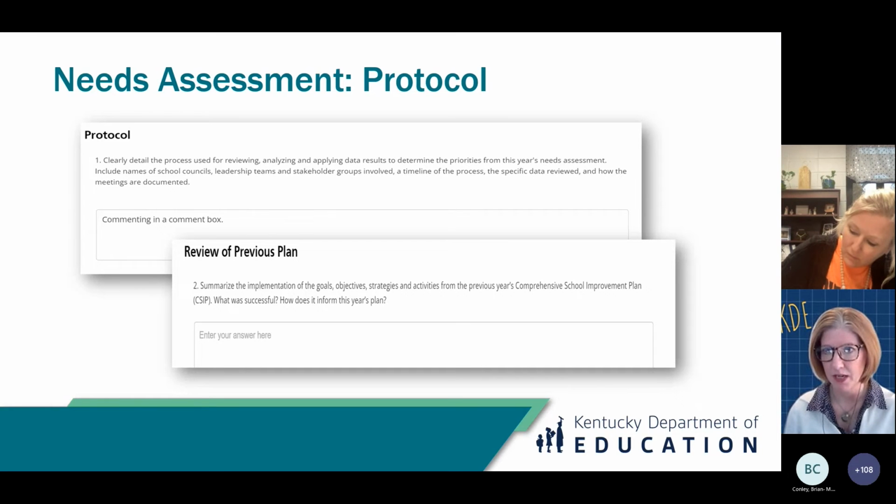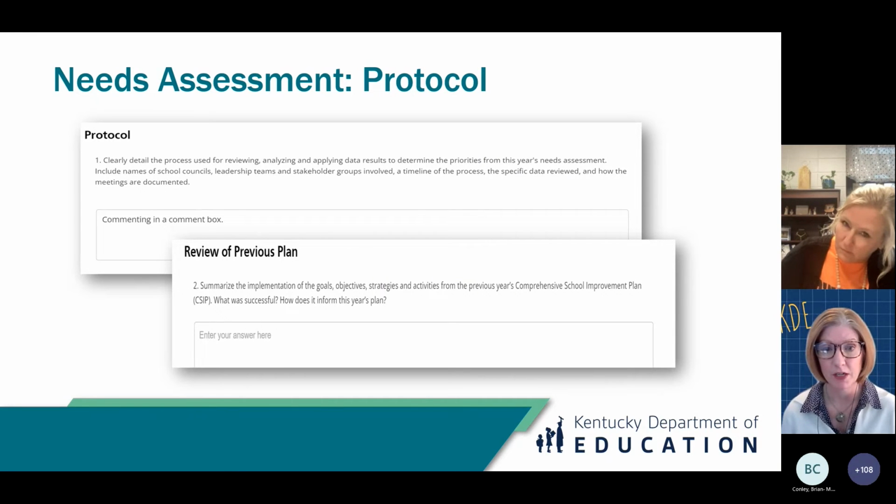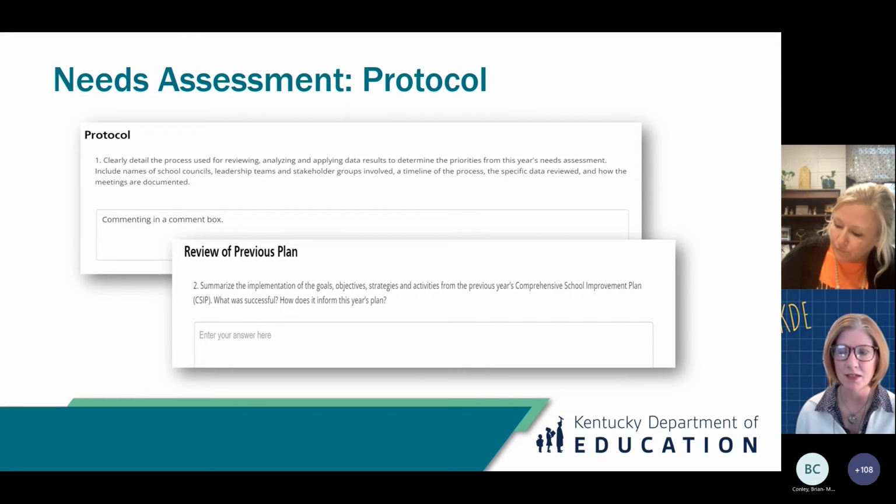A new question on the needs assessment for this year has to do with the review of the previous plan. The review is not new. That has been in regulation. It does ask you to take a look at last year's plan, but there was never a way for you to share that information within the needs assessment. So we went ahead and put a specific question on there, and it asks you to just summarize the implementation of last year's plan. How did it go?